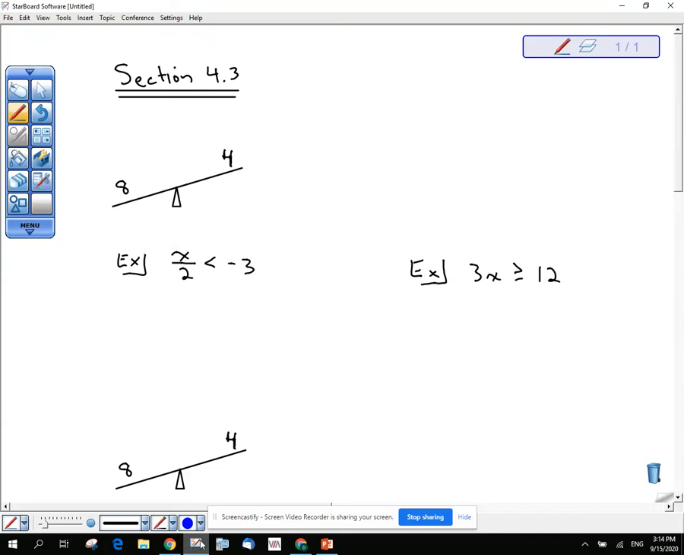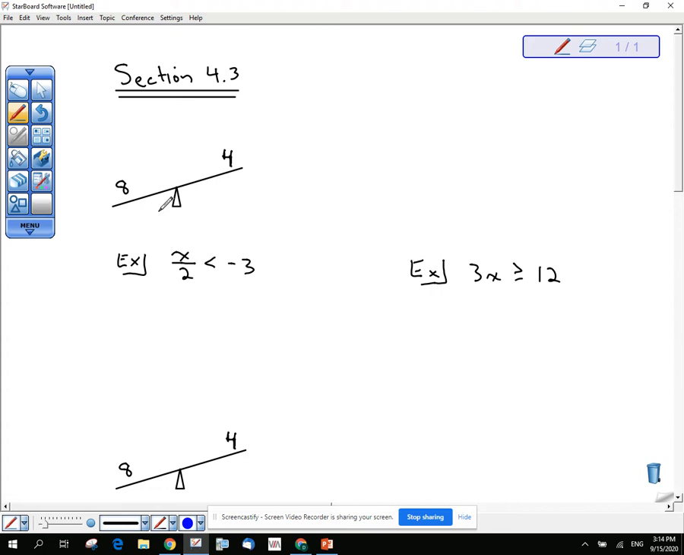Algebra 1, Section 4.3, solving inequalities using multiplication and division. Let me bring up the balance scale example again. What if you had this situation, and 8 is heavier than 4, obviously? So this is what we've got, an inequality, the fulcrum being the middle of the left side and right side, whereas in the past equation, the fulcrum was the equal sign. Now it's the inequality sign.